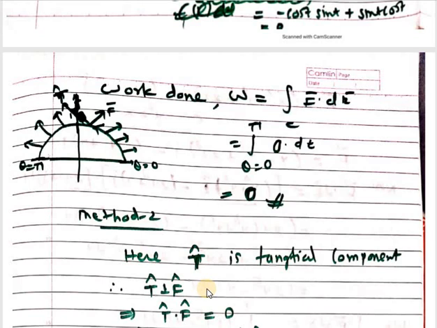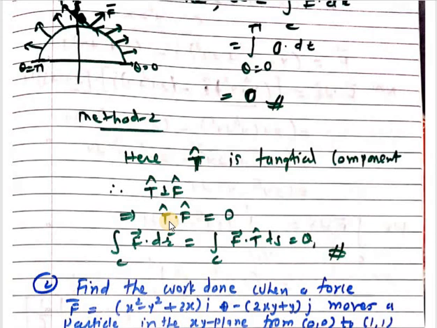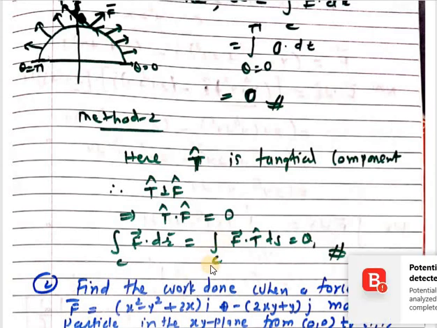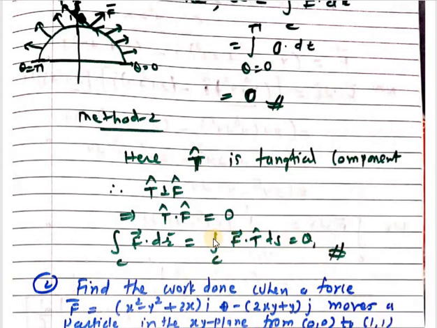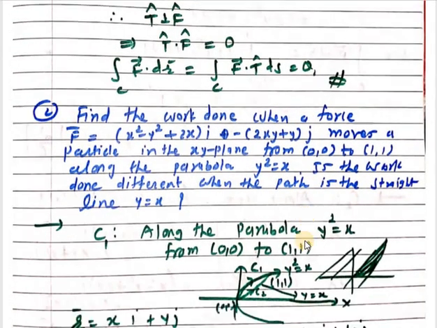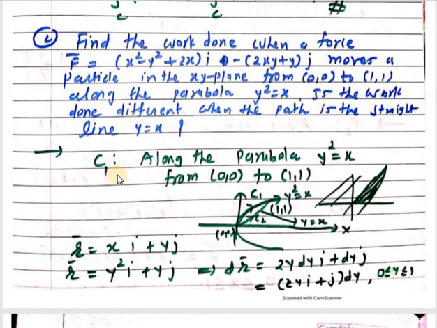So cos 90 is what? That is 0. So what we get, t cap into f bar is equal to 0. But our formula was, the work done, f bar into dr bar. The integral of f bar into dr bar is equal to the integration over C of f bar dot t cap into ds. But this is exactly 0, so our final answer will be 0. Let us consider another question.